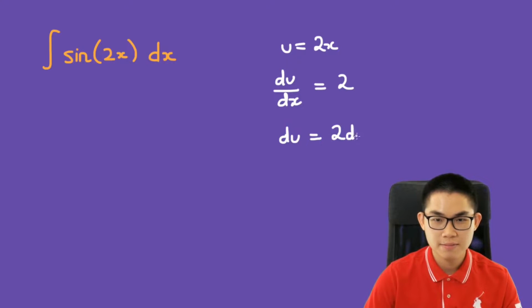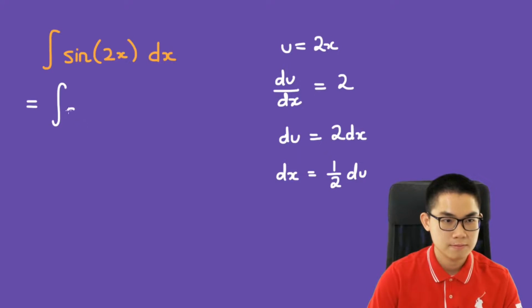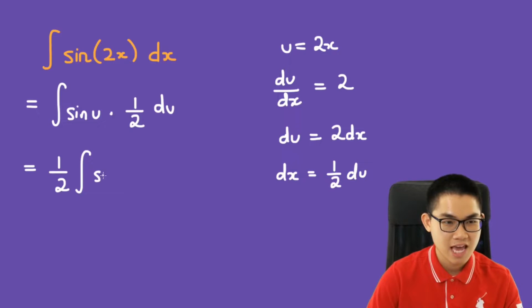So let u equal to 2x, then du over dx is equal to 2, then du is equal to 2 times dx, and dx is 1 over 2 times du. So dx, again, is 1 over 2 times du. We bring the constant out, and we get 1 over 2 times the integral of sine of u du.